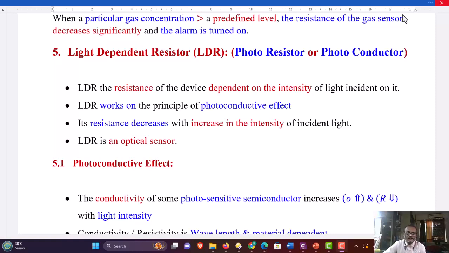The next sensor we will see is the light dependent resistance. It can be a photoresistor or it can be a photoconductor. Light dependent resistance is used for detection of light. The LDR resistance is dependent on the light intensity falling on it. The LDR works on the principle of the photoconductive effect. Its resistance decreases with the increase in the intensity of incident light. LDR is an optical sensor.